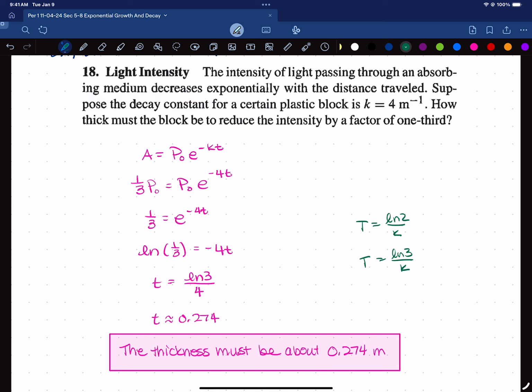And then just like half-life, it's the same formula. It would be the same formula for tripling time. I don't really know what we would call it, but you can see it right here. There it is. So if you knew that, you could jump down to here. But if you didn't know it, you can start right from the very beginning. And so that would be the thickness needed for the plastic.